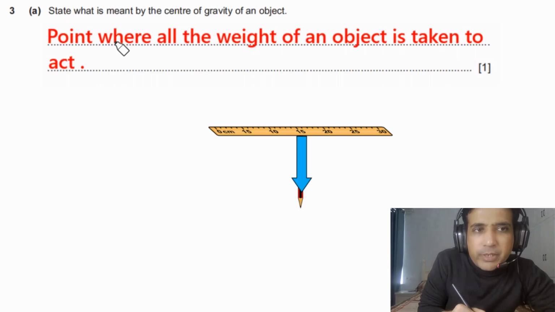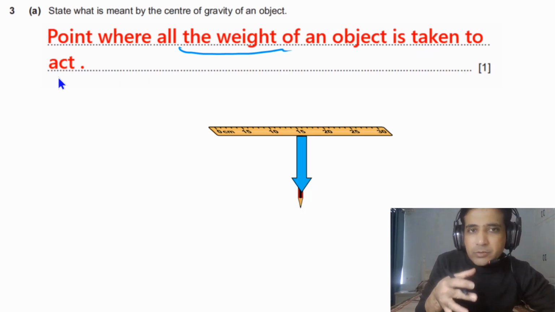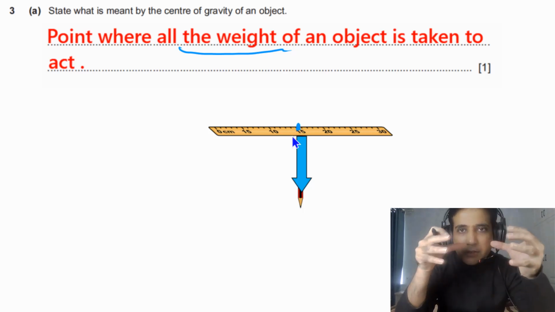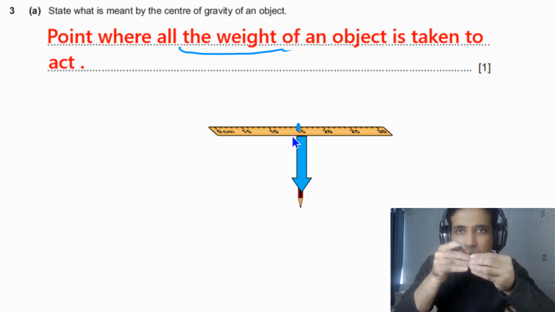This is how we can write down the answer for this question. Simply you need to say that it is a point where all the weight of an object is taken to act, or you can say is considered to act, and that point is the center of gravity. And for this 30 centimeter meter rule, you can see its center of gravity is located at 15 centimeters because its density is uniform.